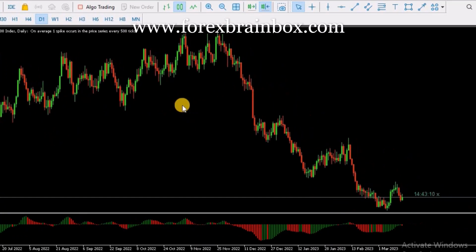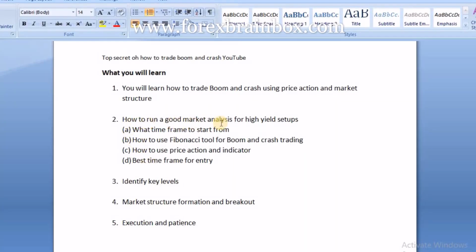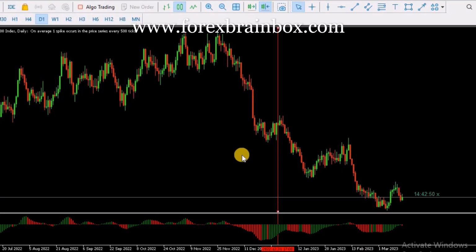So now let's start. I'm going to take it from here, right? Previous trading. So the question is, let's start from running good market analysis for a high yield setup. When and where do you know where to buy and sell in Boom 500? If you want to see a long and high yield setup in Boom 500, one thing you should pay attention to is the higher time frame. In doing your market analysis, you have to begin from the high time frame.